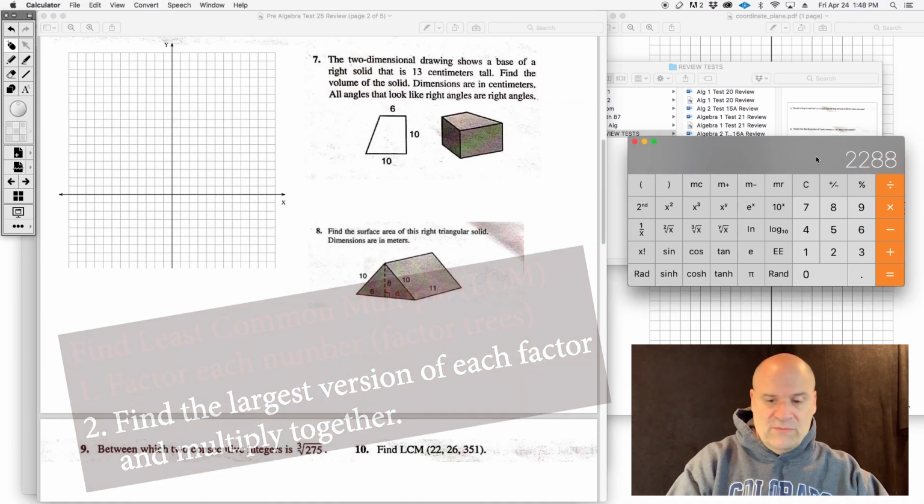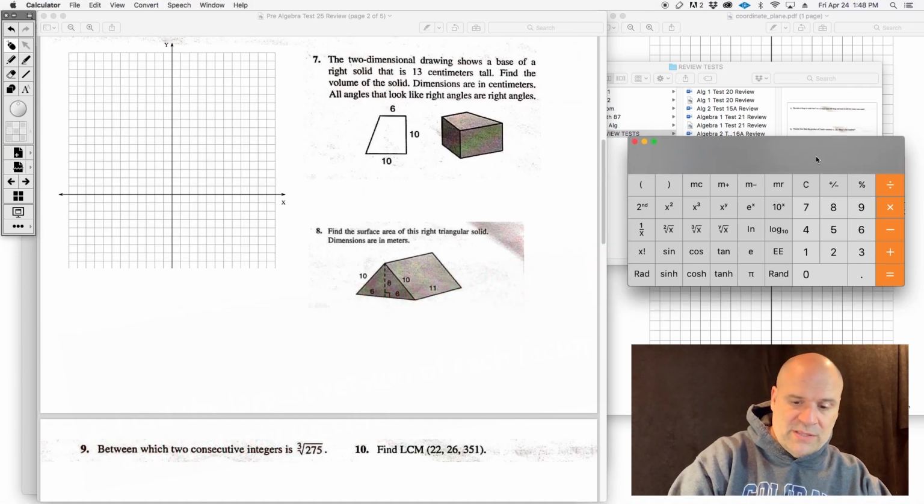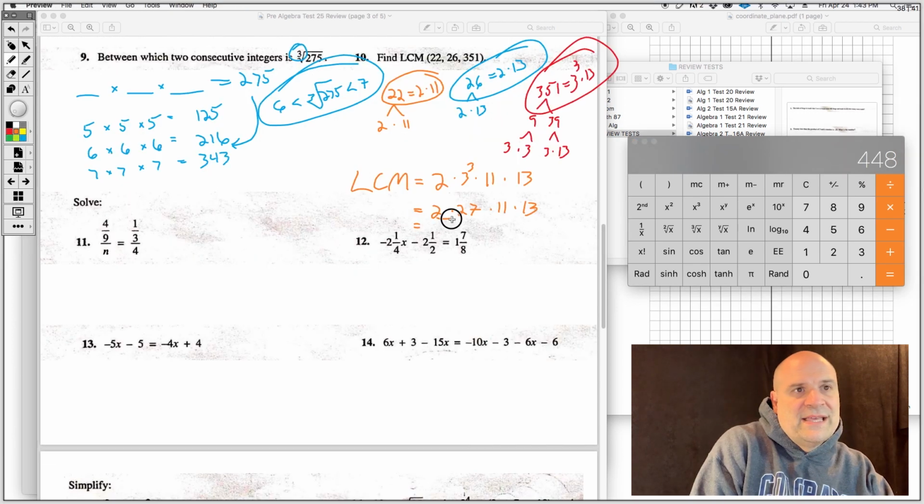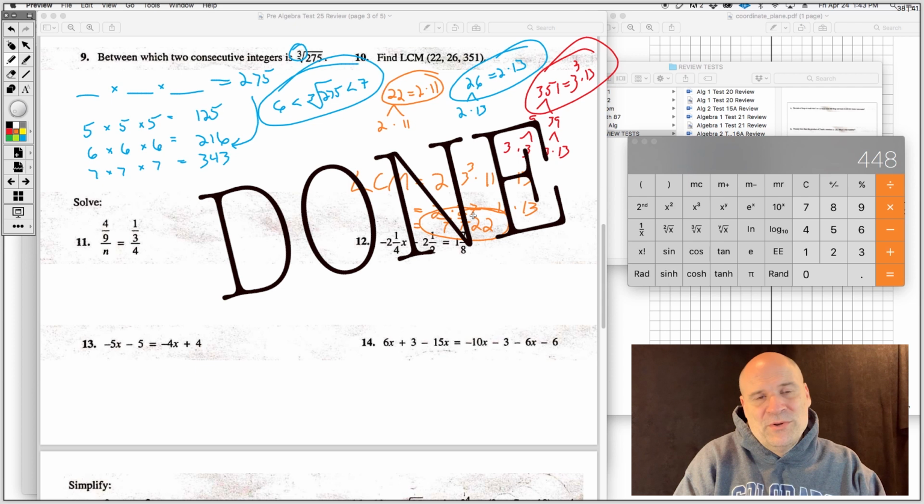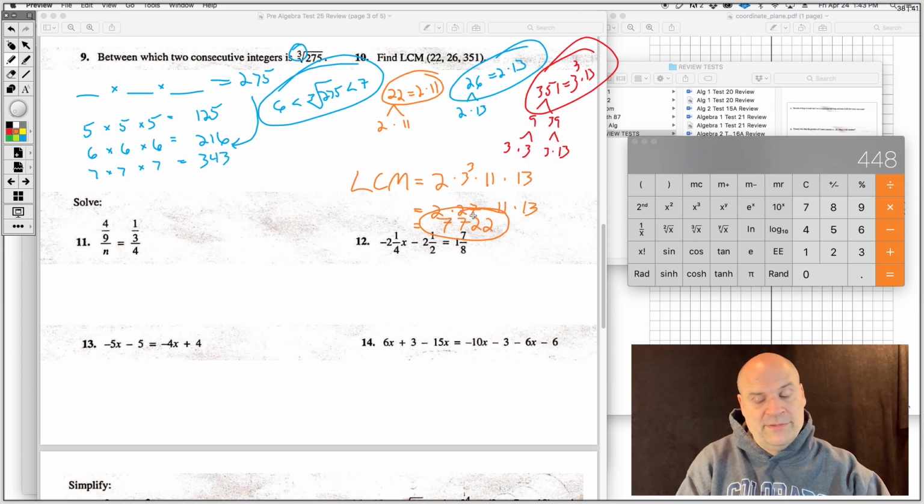All right. 594 times 13 equals 7,722. That was a big number. That would have taken you a long time to do it manually. So that's 1 through 10 of this test. Boom, we're half done. Let's figure out 11 through 20 on Thursday.